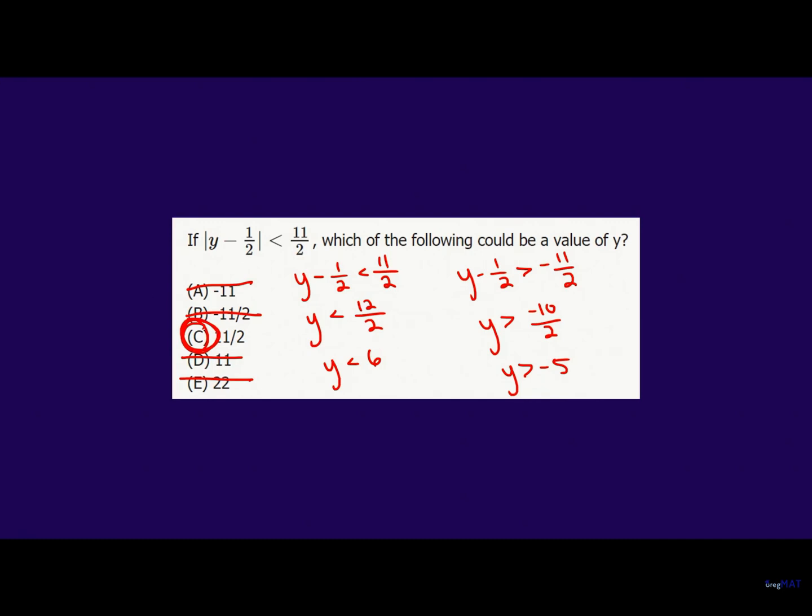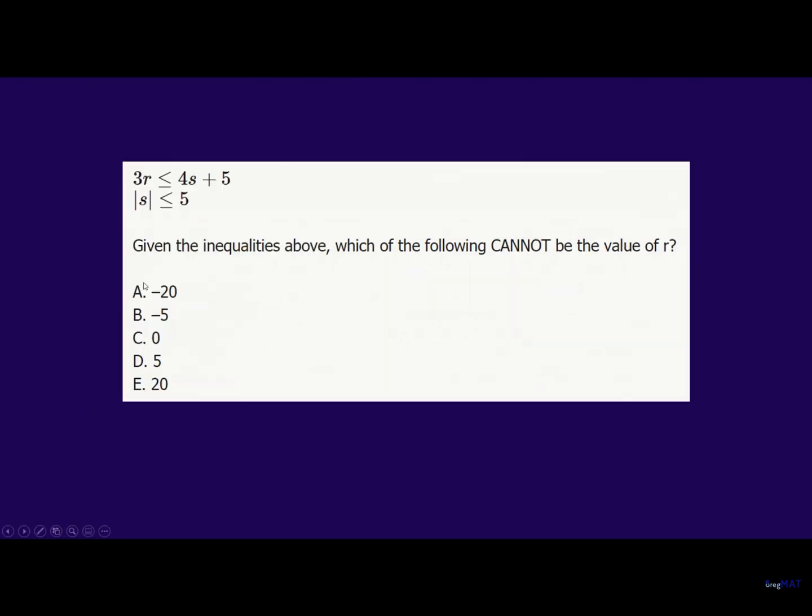Okay, any questions about this one? Now, can we back solve this? Can I plug in the answer choices? Sure, no problem. I don't care. All right, let's try another one, guys. Go ahead and give this one a shot. I'll give you guys 90 seconds, 2 minutes, something like that.